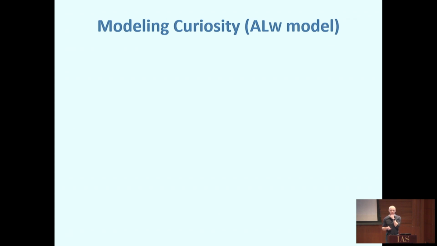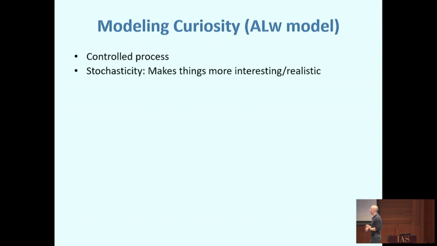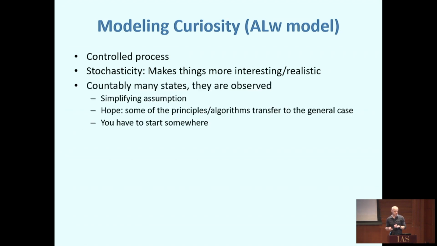So how do we model curiosity? So obviously we want to have a control process. You have to interact with the world, and you're running experiments. That's curiosity, right? And you want to gain knowledge. And we like to keep things stochastic because it makes things more interesting, and maybe it's even more realistic. It's definitely way more interesting if the world is stochastic.